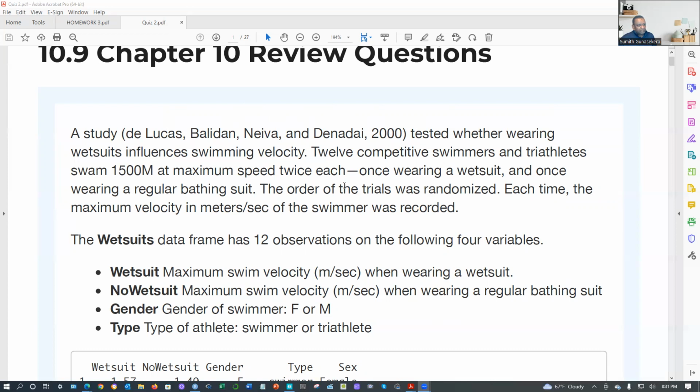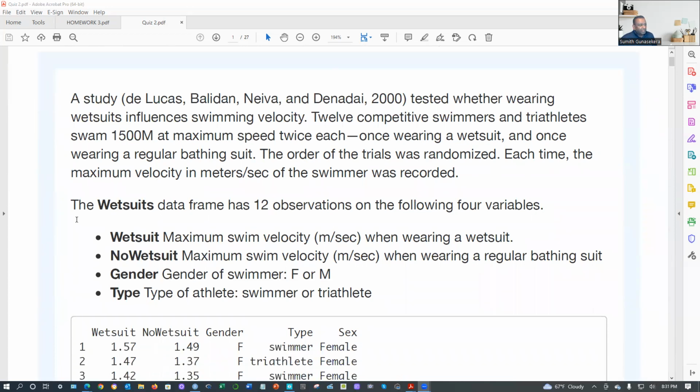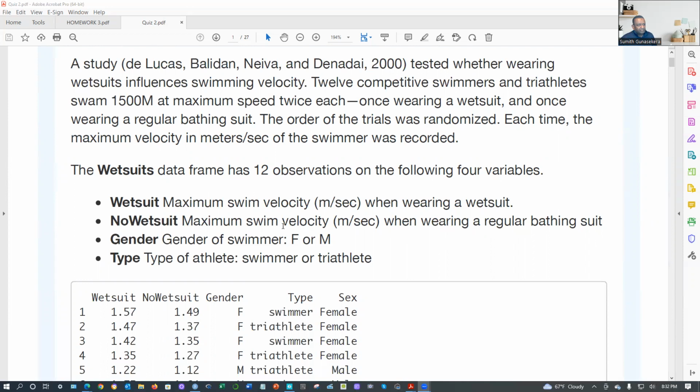12 competitive swimmers and triathletes swam 1500 meters at maximum speed twice each, once wearing a wetsuit and once wearing a regular bathing suit. The order of the trials was randomized. Each time, the maximum velocity in meters per second of the swimmers was recorded. The wetsuits data frame has 12 observations on the following four variables. 12 observations means 12 swimmers or triathletes.